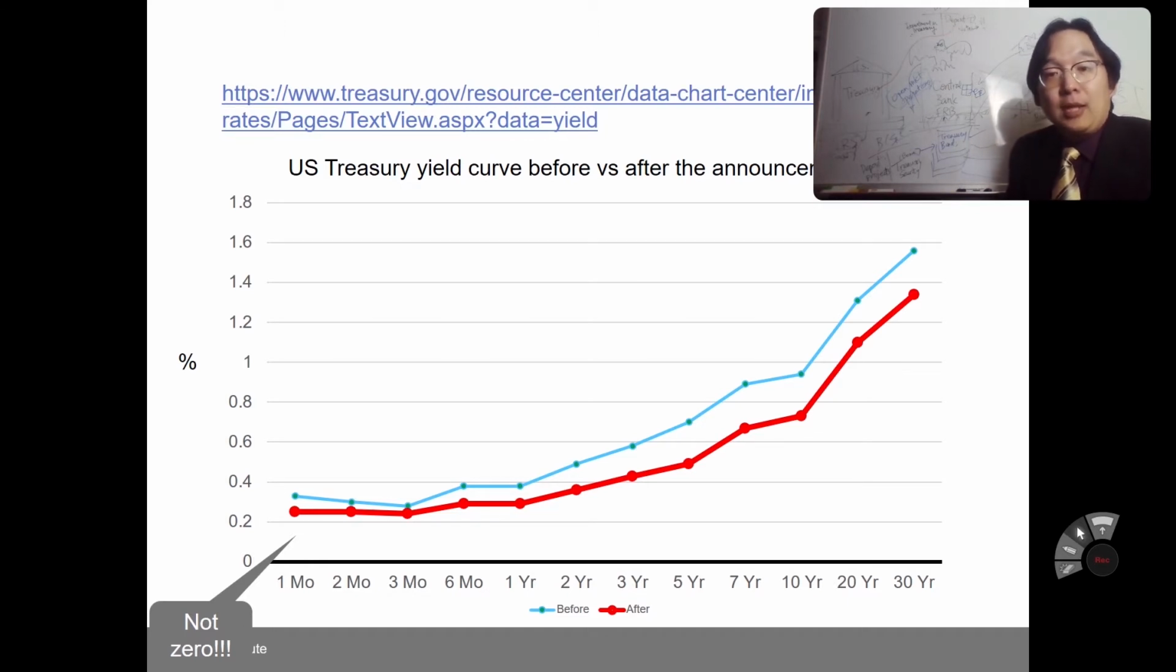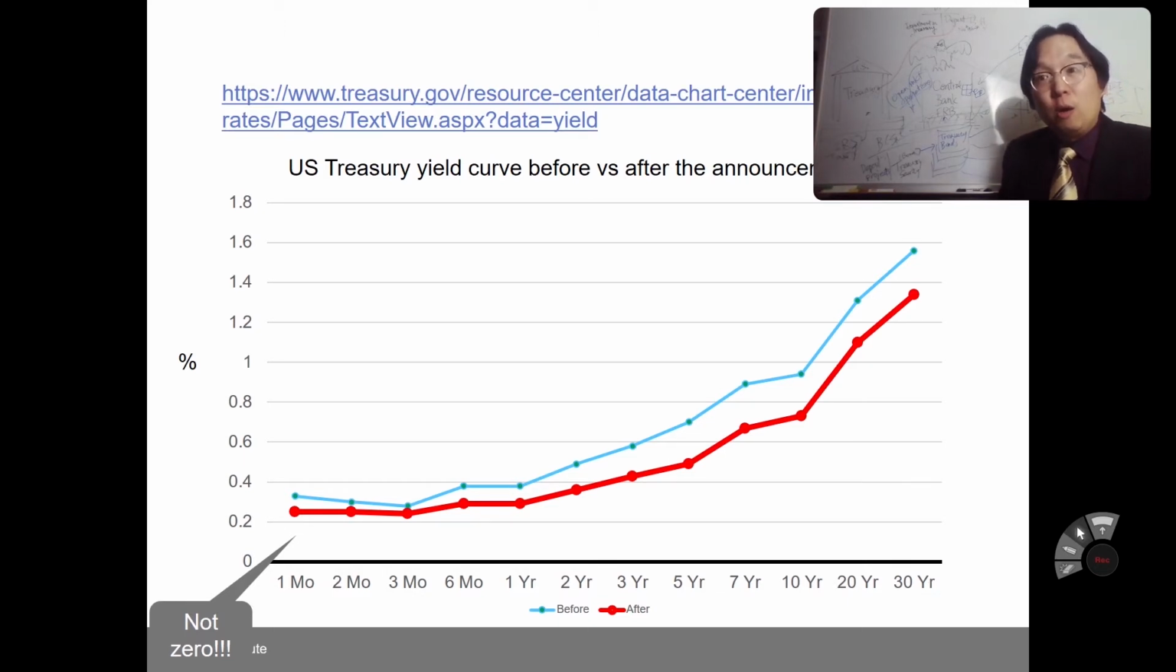And then I show you two yield curves, by the way. One is the blue line, which is the yield curve before the announcement of Jerome Powell, and the red line is the yield curve after the announcement of Jerome Powell. What do you see? Did it go up or down? Shifted up or shifted down? Shifted downwards, right?